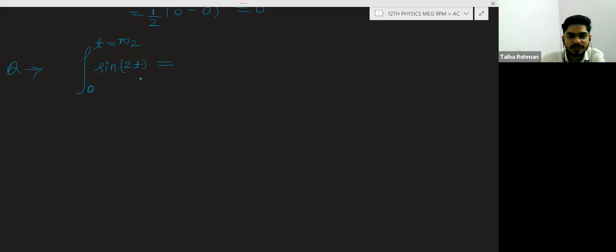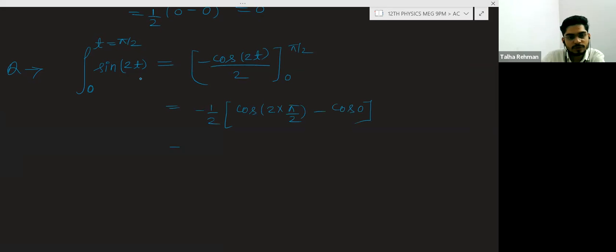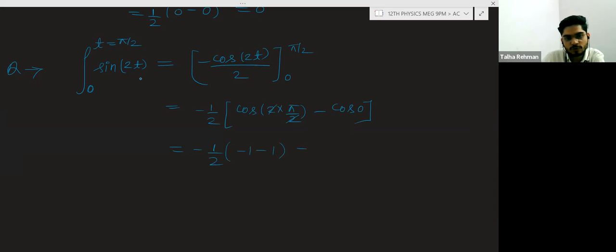First, the integration of sine 2t is minus cos 2t. This 2 will be in the denominator, and you apply the limit 0 to pi by 2. Here you can take out minus 1 by 2. Now apply the limit: cos 2 into pi by 2 minus cos of 0. This becomes cos pi, which is minus 1, and cos 0 is 1. So you get minus 1 by 2 into minus 1 minus 1, that is minus 2. So you will get 1.